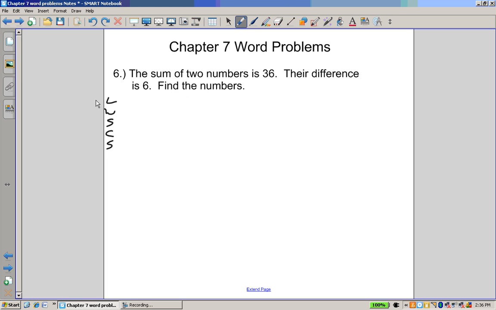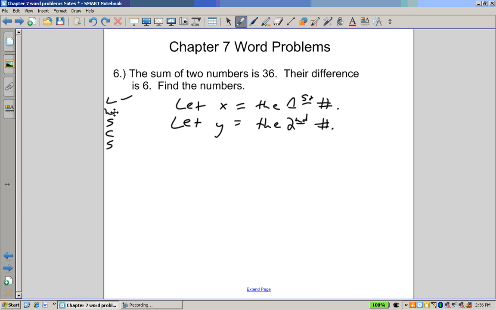Okay, so we're going to define the two variables. Don't think it matters which variables you use. I'm just going to use x and y. Let x equal the first number. Let y equal the second number. So we've defined our variables, done our let statements. Now let's write some equations.